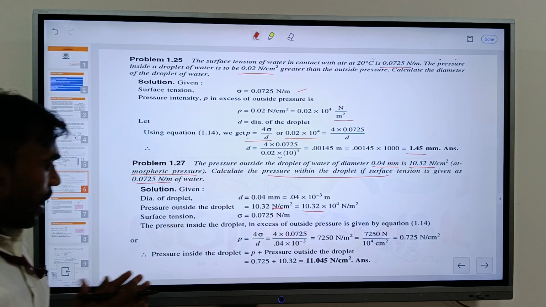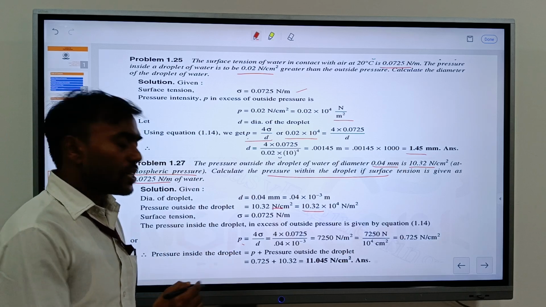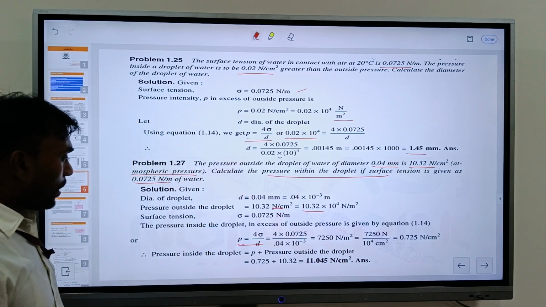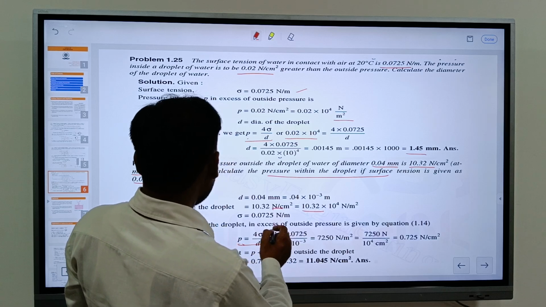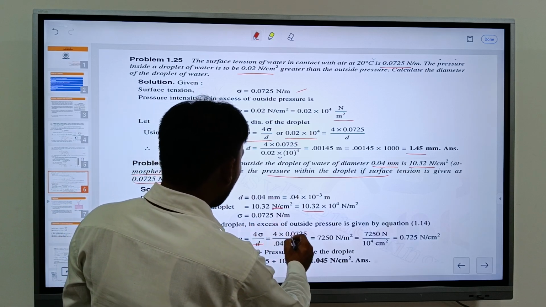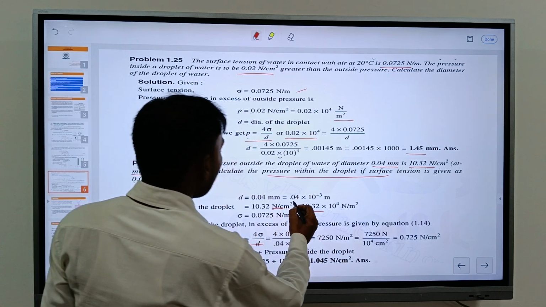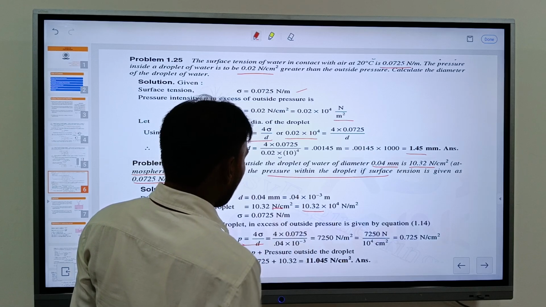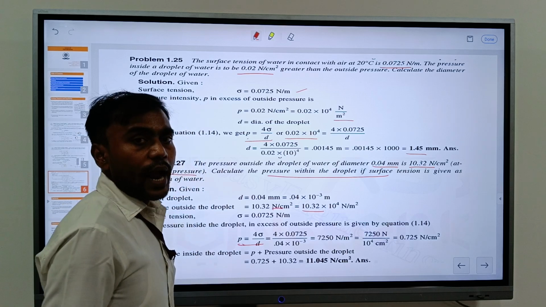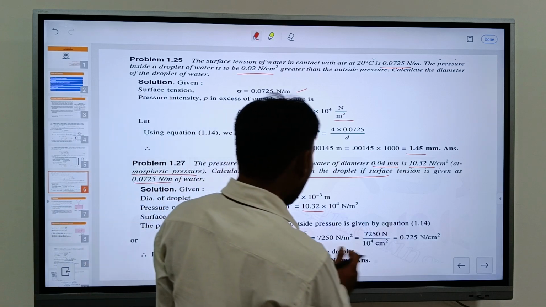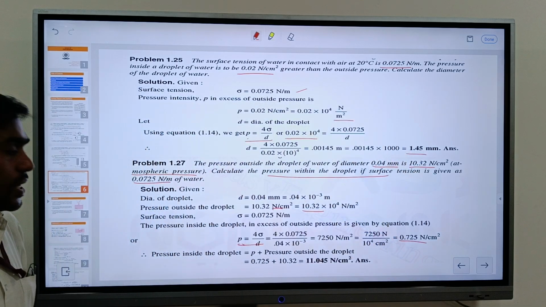Now again we have to use the same formula as in the previous problem. P is equal to 4 sigma divided by d. Put all the values given here. So sigma value is already given, 4 into 0.0725 divided by d. d is 0.04 into 10 to the power minus 3. If you solve it, then the pressure intensity due to surface tension will be obtained as 0.725 Newton per centimeter square.